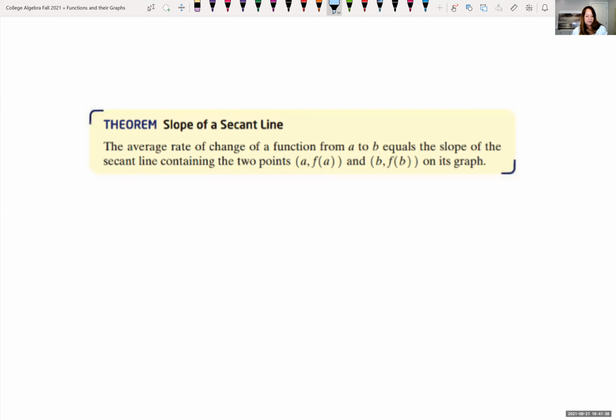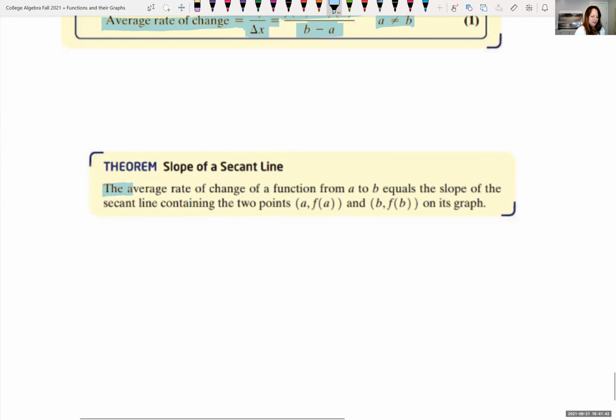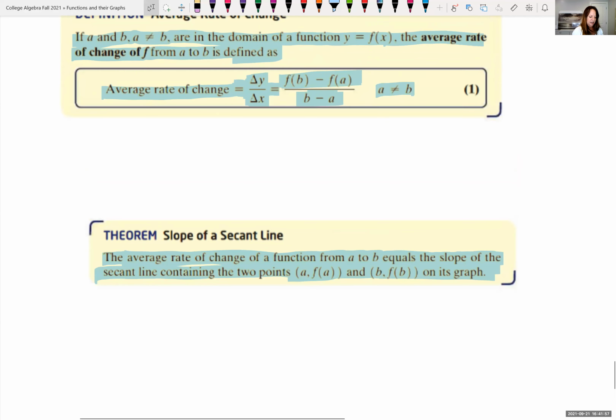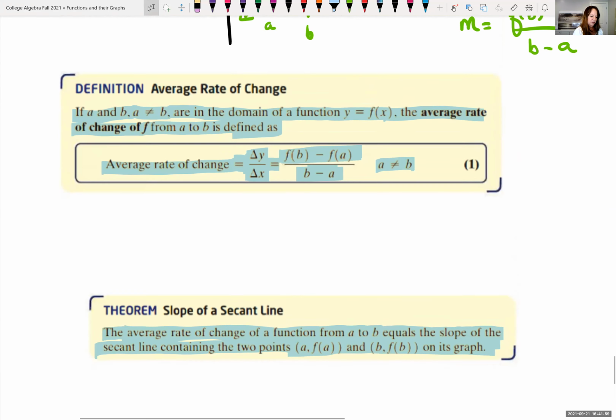So theorem, slope of a secant line, which I just told you. So the average rate of change of a function from a to b equals the slope of the secant line containing the 2 points a, f of a and b, f of b on its graph. Okay, so let's look at an example.